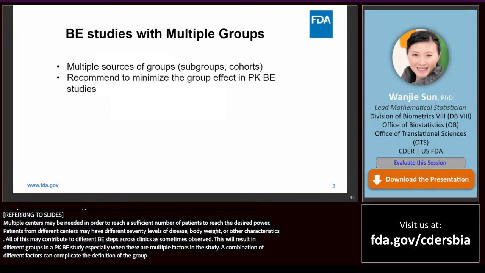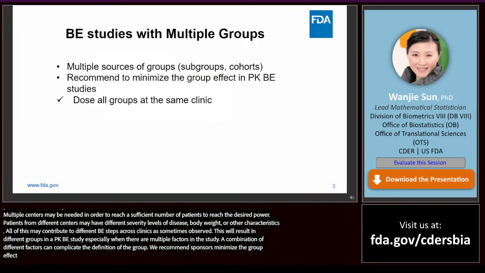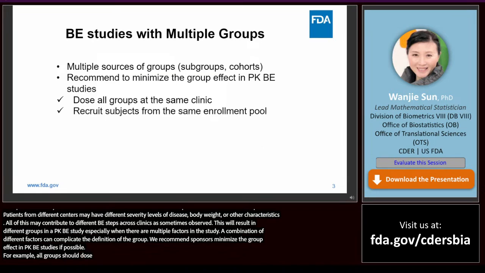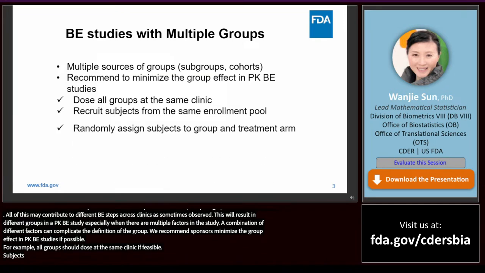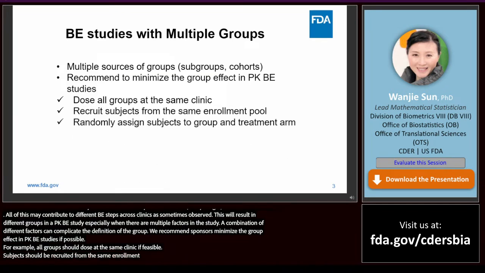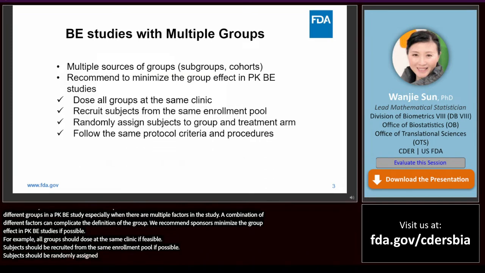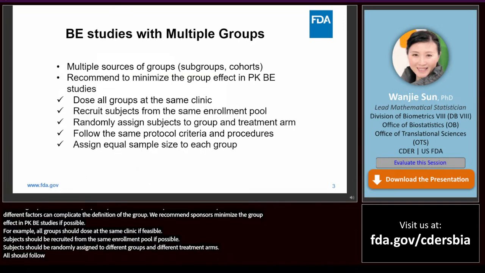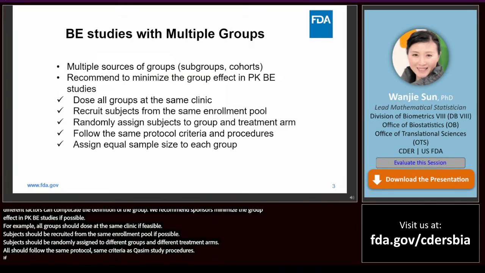We recommend sponsors to minimize the group effect in PK bioequivalence studies, if possible. For example, all groups should be dosed at the same clinic if feasible. Subjects should be recruited from the same enrollment pool if possible. Subjects should be randomly assigned to different groups and different treatment arms. All groups should follow the same protocol, same criteria, and same study procedures. If feasible, an equal sample size should be assigned to each group.